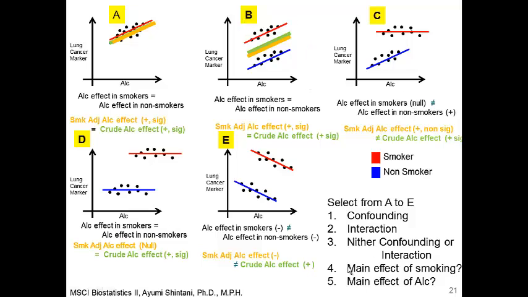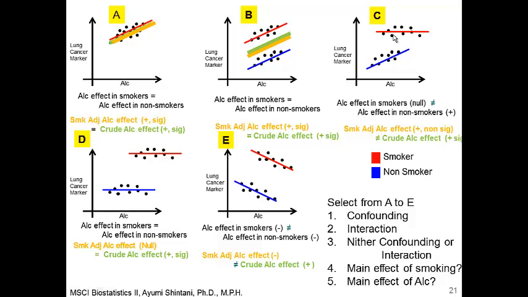And yes, there seems to be a main effect of smoking, because if you compare smokers and non-smokers, the values of the lung cancer marker are a lot different. And do you think there's a main effect of alcohol? Yes, because the slope is positive. Okay? And how do you think about scenario C?